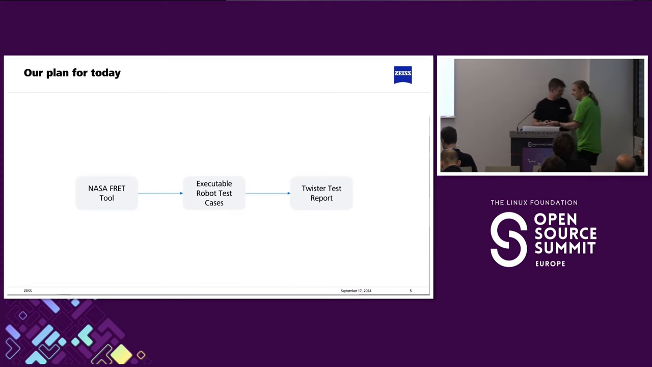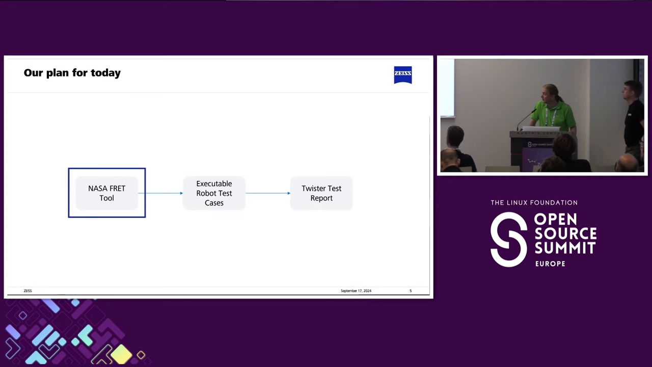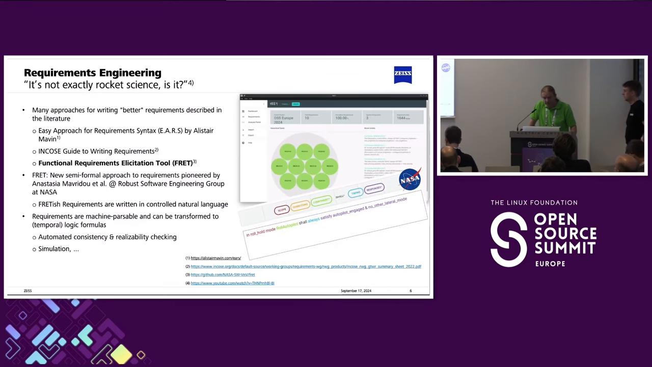Thanks. Hello. Let me talk you through the first station on this journey, the NASA FRET tool, which is all about requirements. You already heard from Christian, and also from Nicole in the previous talk, that it's all about precisely stating what the system that you're going to produce is supposed to do. You might imagine it's not that hard to write down what you expect the system to do, right? But everybody who's ever tried that would probably agree with me that requirements engineering actually is quite tricky.